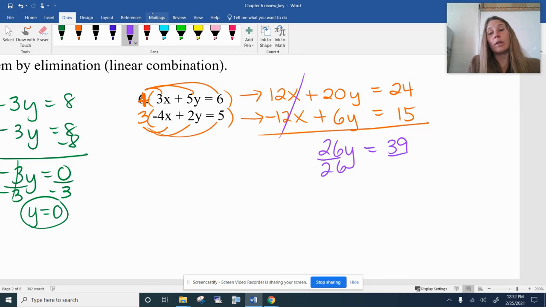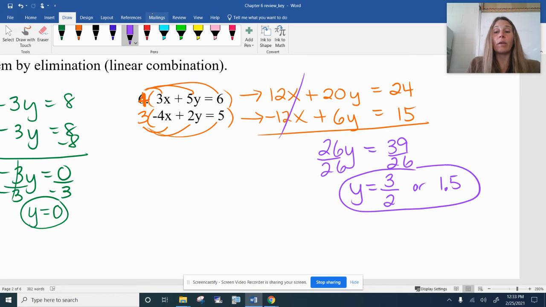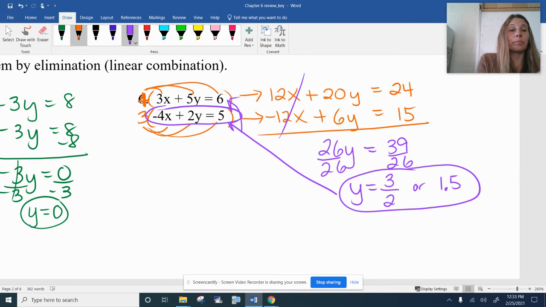When I divide the 39 by the 26, unfortunately that does not work out evenly, but I believe that it does reduce to 3 over 2. Or you could have 1.5 if that's easier for you to work with. Now, once you get one of your options or one of your solutions, plug it into either of your originals. It doesn't matter which one you want to do. So whatever one looks easier to you, I'm actually going to choose this one here.